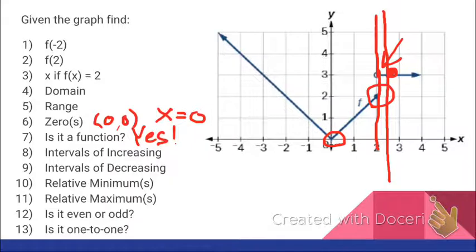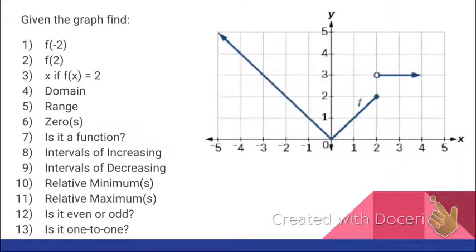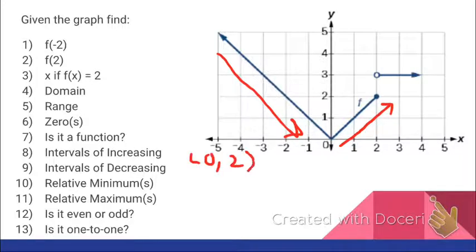Alright, intervals of increasing. Well, pretty much any x intervals where the graph is going up. So if you look at the graph from left to right, from negative infinity to 0, the graph is decreasing, it's going down, and then it starts increasing starting at 0. So on the interval from 0 to 2, the graph is increasing. And as we said before, the graph was going down from negative infinity to 0, so the intervals of decreasing would be all x values from negative infinity to 0.